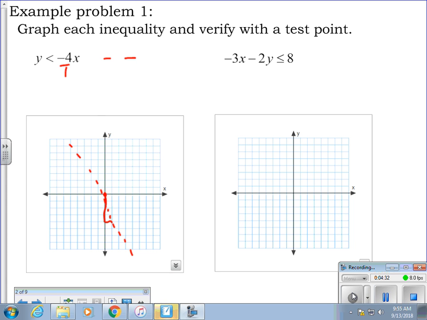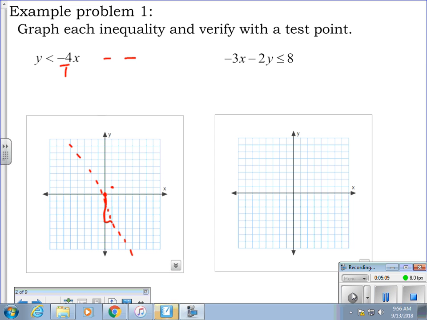Now, I have to pick a point that's not on the line. I have to test a point in the equation. Normally, the point I choose is the origin because it's the easiest. 0 for x, 0 for y. Makes it really easy. However, this line passes through the origin. I cannot use the origin in this particular case. I have to pick another point. So I'm going to pick something else that's really easy that I know the line does not go through. The line does not go through the point 1, 1. Doesn't pass through 1, 1.